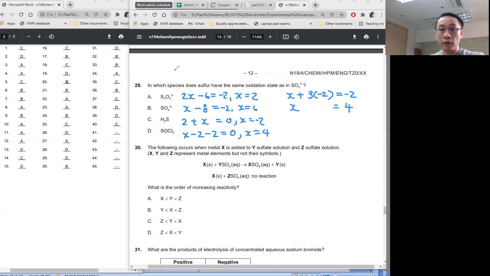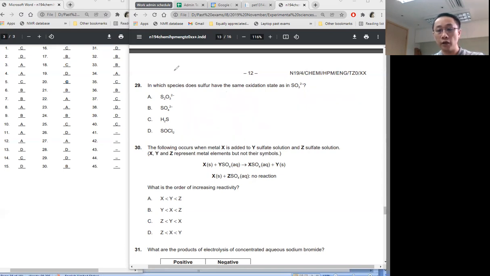Question 30 is about identifying relative reactivity between different metals. The idea is that a more reactive metal is able to displace a less reactive metal from the compound of the less reactive metal. So the first equation indicates that X is more reactive than Y. The second equation, meanwhile, indicates that Z is more reactive than X, because otherwise X should have been able to displace Z, but that's not the case. So Z is the most reactive, X is a middle child, and then Y is least reactive. Therefore, the answer should be B.